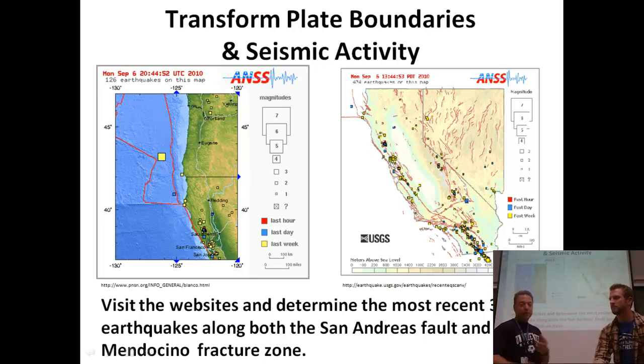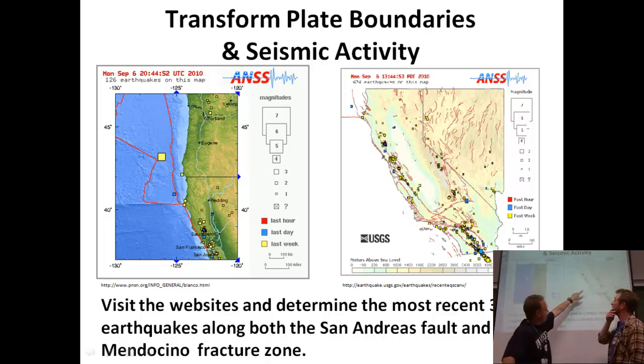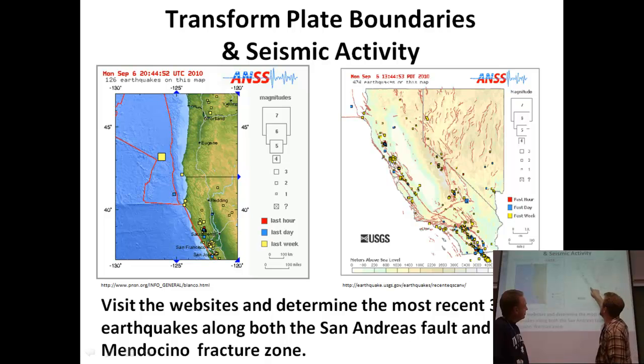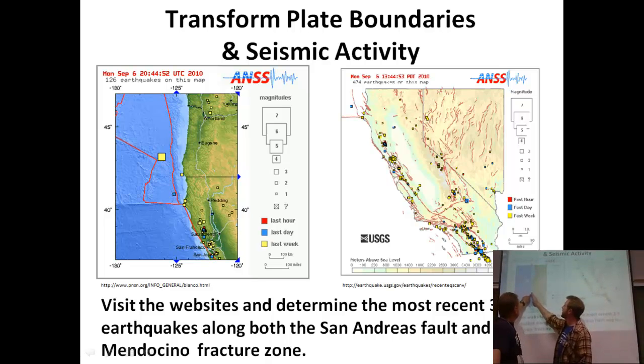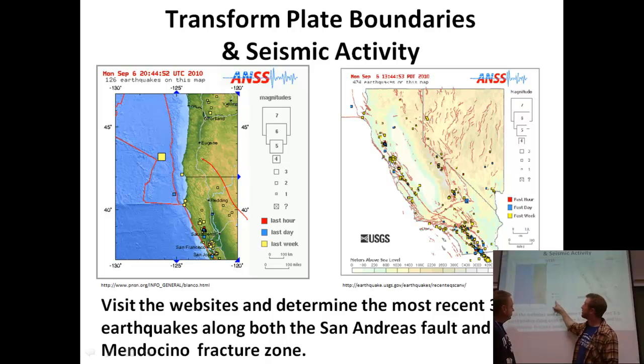Let's see. Transform plate boundary and seismic activity. I think we've already talked about this, so this should be a pretty good review. Should be a breeze. We said transform fault boundaries, like the San Andreas Fault. So we're looking at some faults, some cracks here. If you look at both these pictures, we've got the fault line running right across the coast, right up through Sacramento and San Francisco and San Jose.